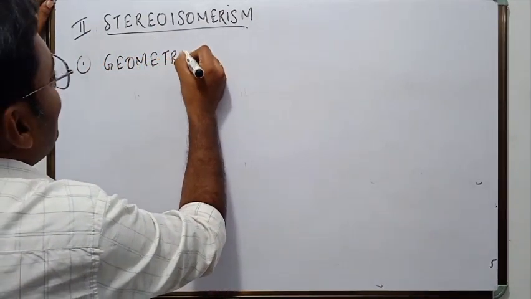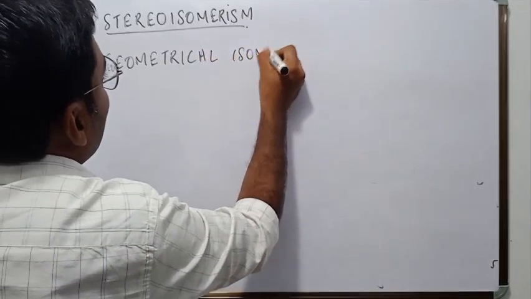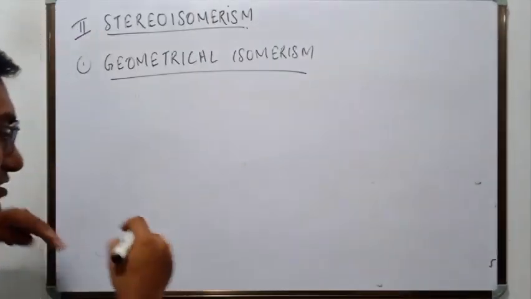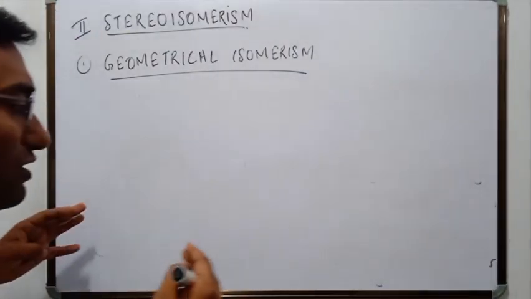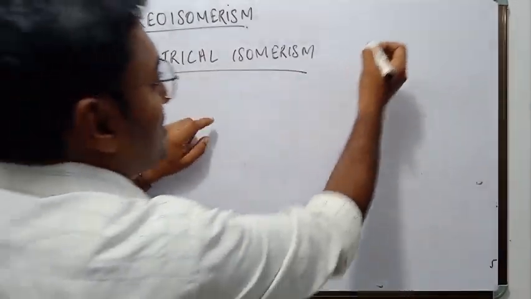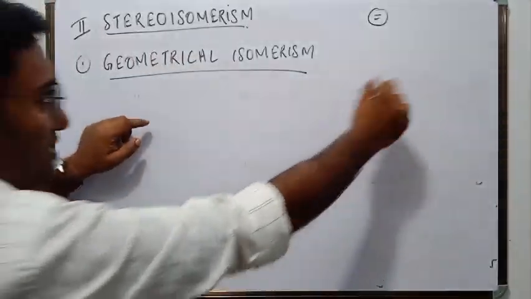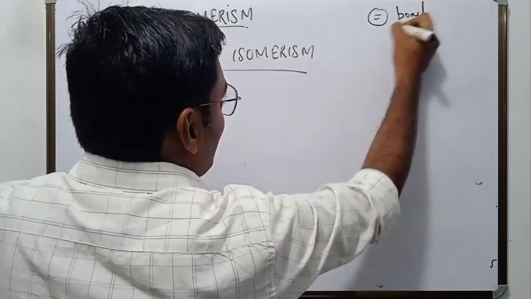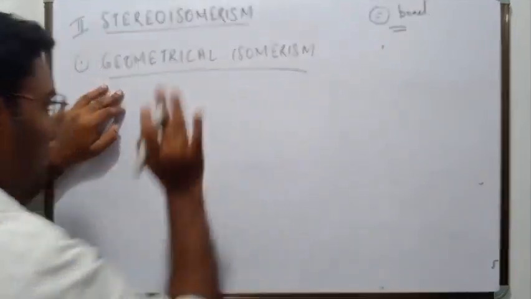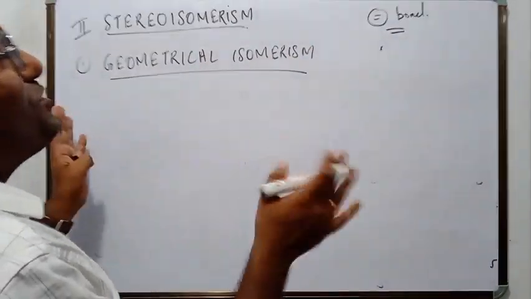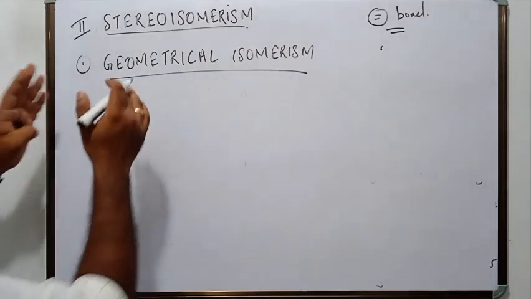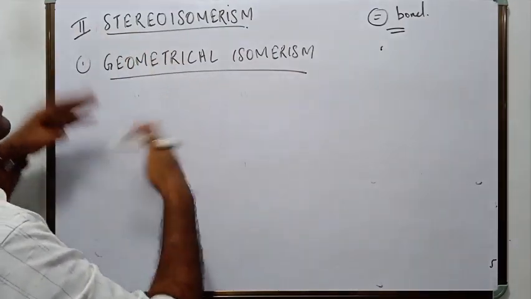Geometrical isomers are those isomers which are different with respect to the way the atoms are oriented in space around the double bond. Those having a double bond will only show geometrical isomerism. That is, alkenes will show geometrical isomerism. Alkanes or alkynes won't show geometrical isomerism. It is very clear from the definition itself. So let us first write down the example and then we will try to again understand the definition.